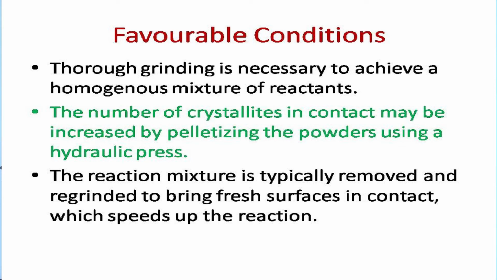Thorough grinding is necessary to achieve a homogeneous mixture of reactants. The reactants A and B, which are solid in nature, need to be first mixed in stoichiometric ratios, and then thoroughly ground to make a homogeneous mixture of these two reactants. The number of crystallites in contact may be increased by pelletizing the powder using a hydraulic press. This is another route to bring about more homogenization of the mixture. The reaction mixture is typically removed and reground to bring fresh surfaces in contact, which speeds up the reaction.